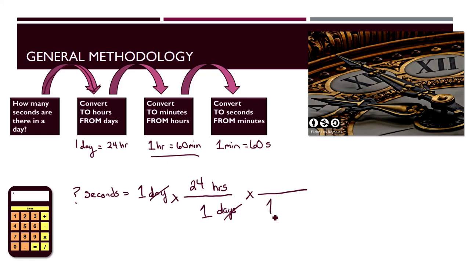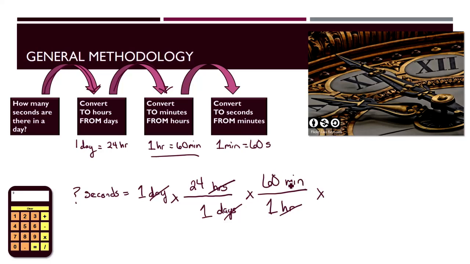Well, I know that 1 hour is equal to 60 minutes. That allows the units hours in the numerator and hours in the denominator to cancel. And so now I'm in the units minutes. I've converted from hours to minutes. My last step then is to convert from minutes to seconds.